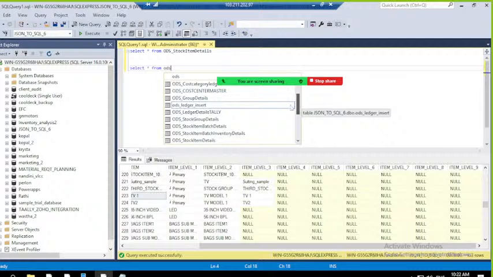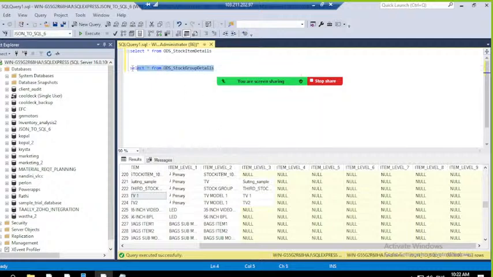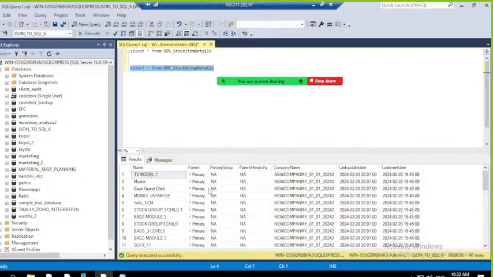Yes, sir. Stock group details will keep all the group details, what the parent of the group is, and so forth. But the item details flattening will come from that. You join it and then you get it.